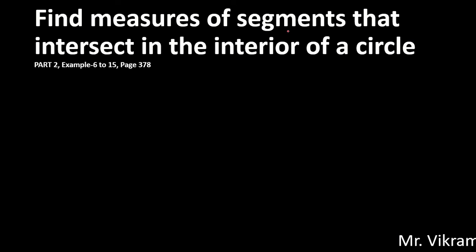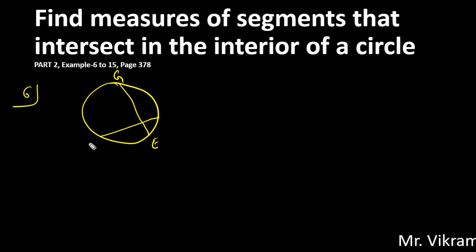Okay, hi everyone. So let's start intersecting of segments inside the circle. First question, we have question number 6. In this circle you have two chords. One is GE and second is FH. This is given as x, 6, 12 and 5.